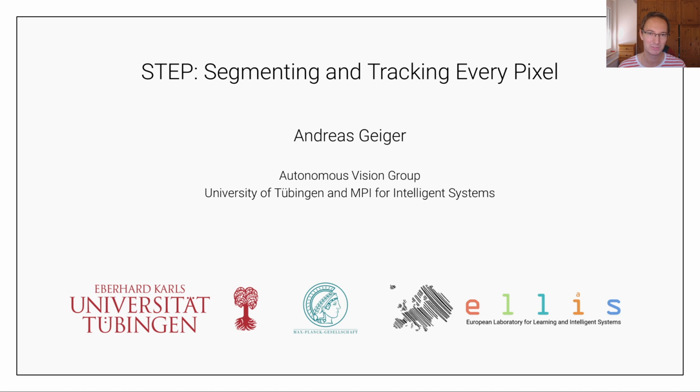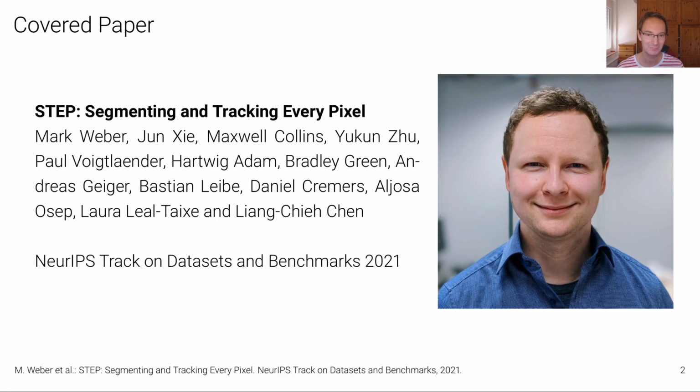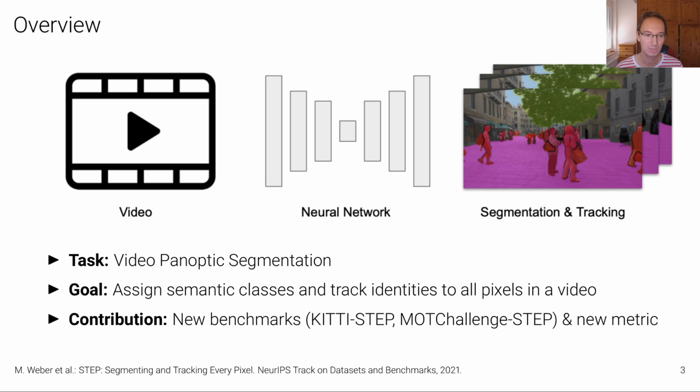This work proposes a new task, a new data set, and evaluation benchmarks, as well as evaluation metrics for this task. It was a collaboration amongst many great collaborators, but the main driver of this work really was Mark Weber, and the corresponding paper of this work is going to be presented at the NeurIPS track on datasets and benchmarks this year, but the benchmarks are already available online, and in fact at this ICCV there is a first workshop on this work, on this new task.